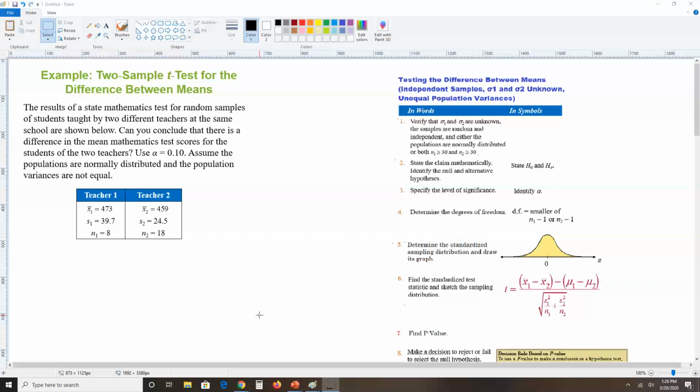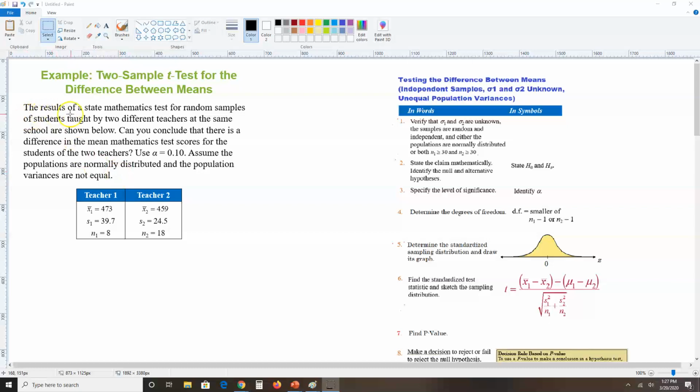Okay, and when that happens, you do not know the standard deviation of the two populations, you need to be very careful. You're going to follow these steps, but you need to make sure that something is said about the population variance. And in this problem, I'm working with the case when the population variances are not equal. So let's go over the problem.